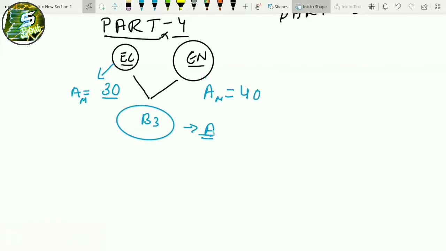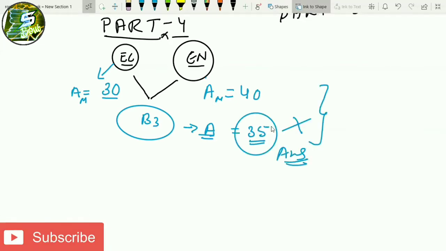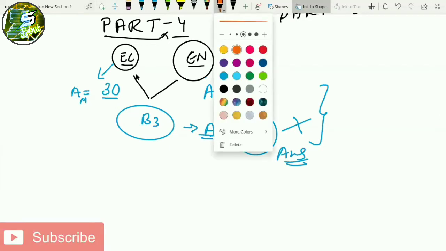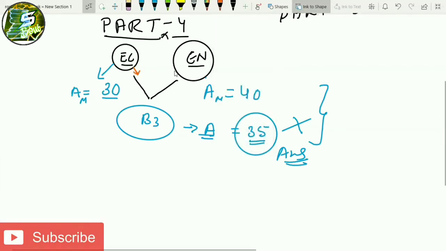35, sir. 35. Okay, so 35 is the answer. The lady who gave me 35 as the answer has assumed that the number of members in this group as well as the number of members in this group are the same, equal. So 35 would be the answer.